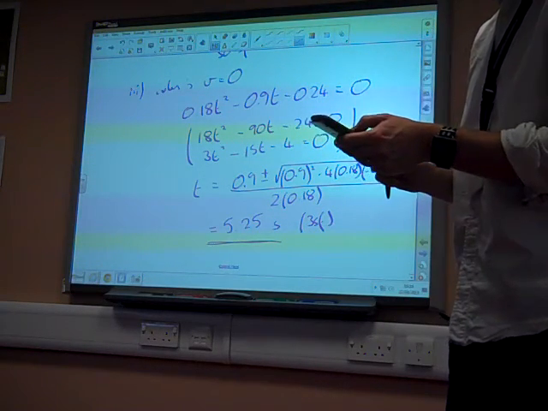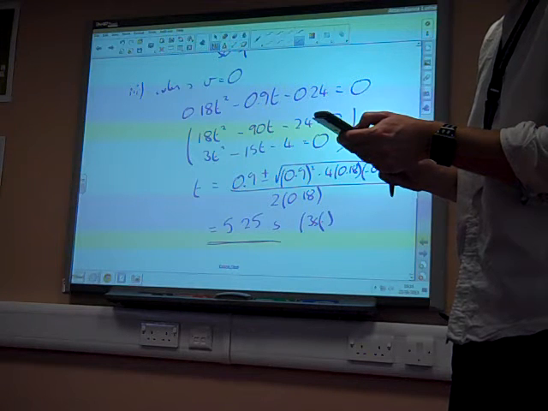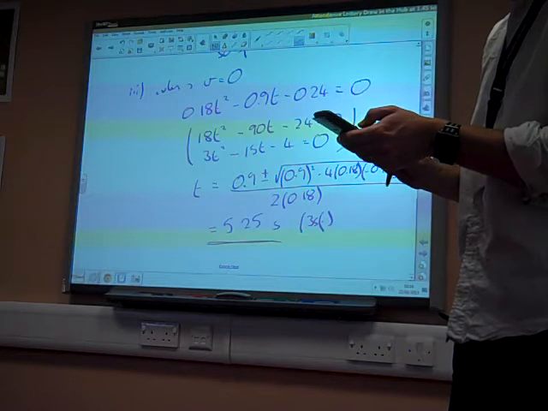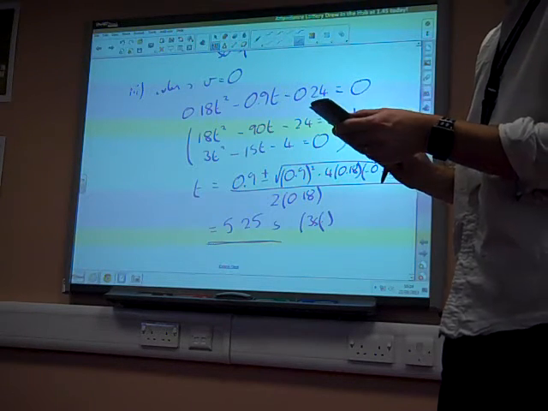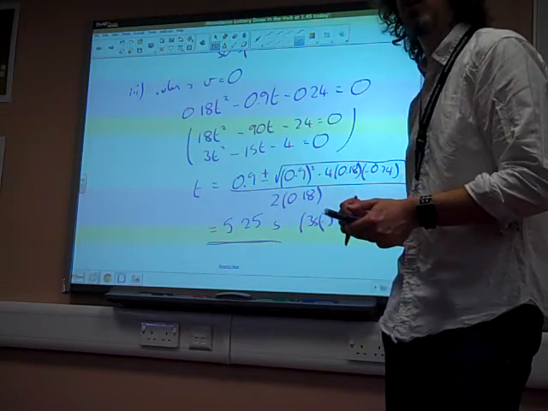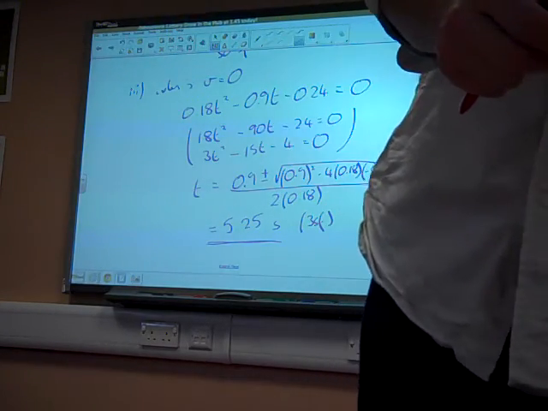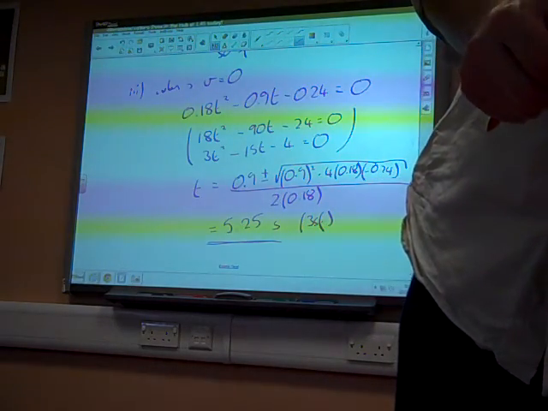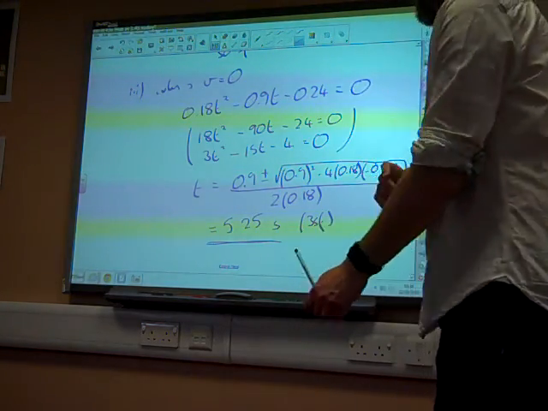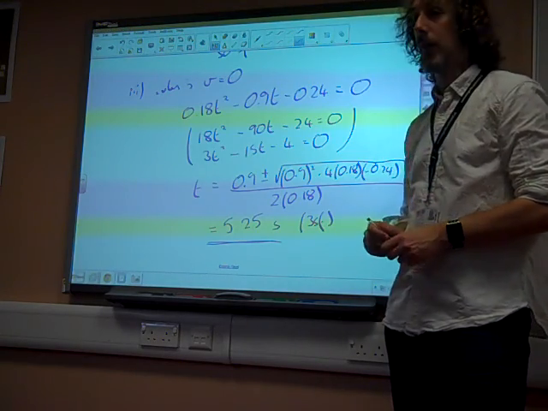If you're interested, the negative one is minus a quarter of a second. Well, it's the positive one that we're after, 5.25. There we go. Okay. Happy with that? Great. And that's maths.